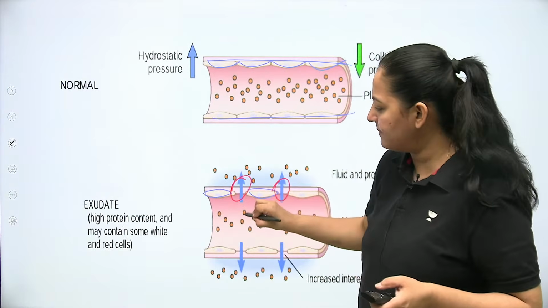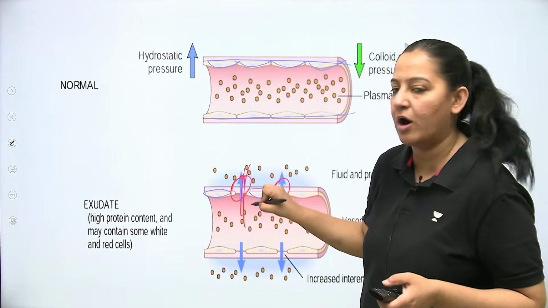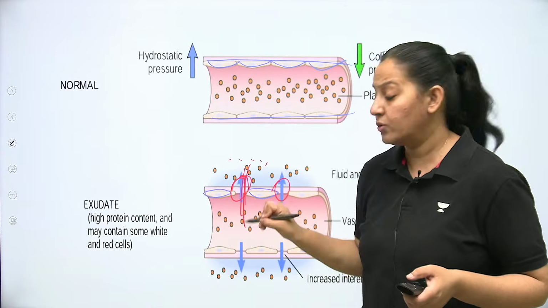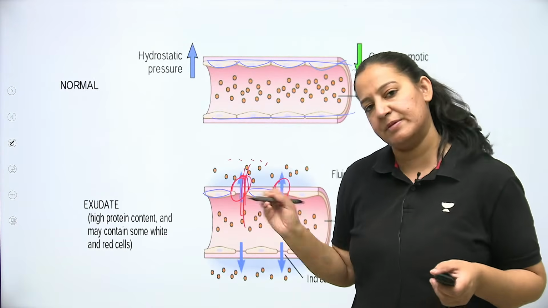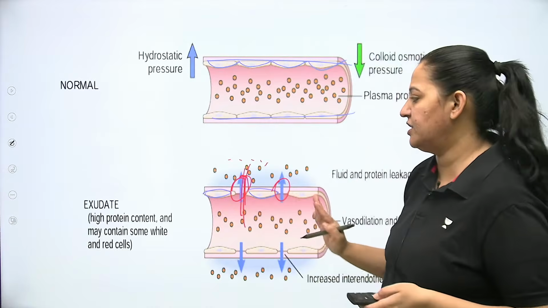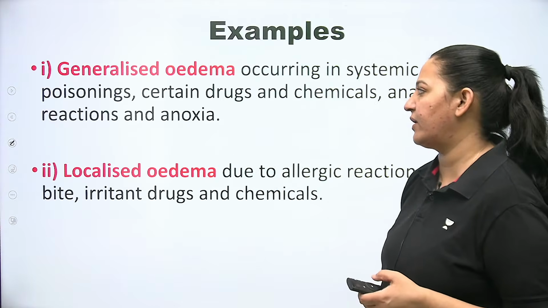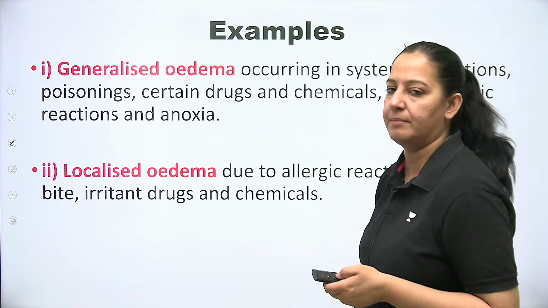So from these gaps, the fluid and the protein are coming out. The fluid is coming out, causing edema, and protein is also coming out. So decreased oncotic pressure and increased hydrostatic pressure both lead to edema here. So this edema is exudate edema. It occurs in inflammation. So there are 5 reasons for edema. I have discussed all of them.